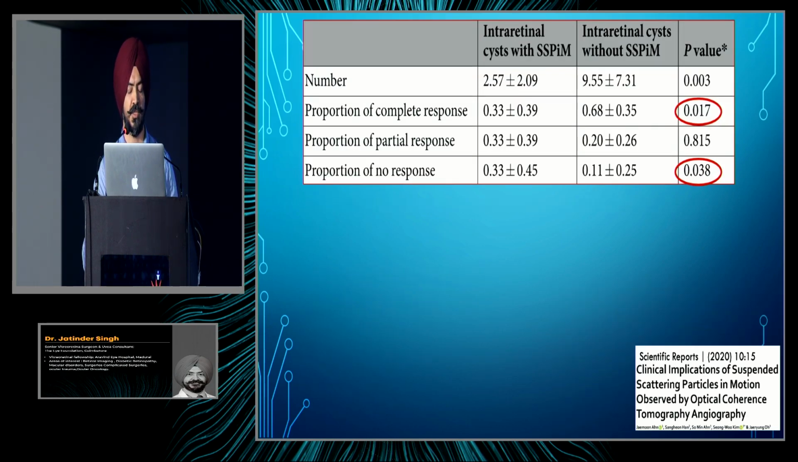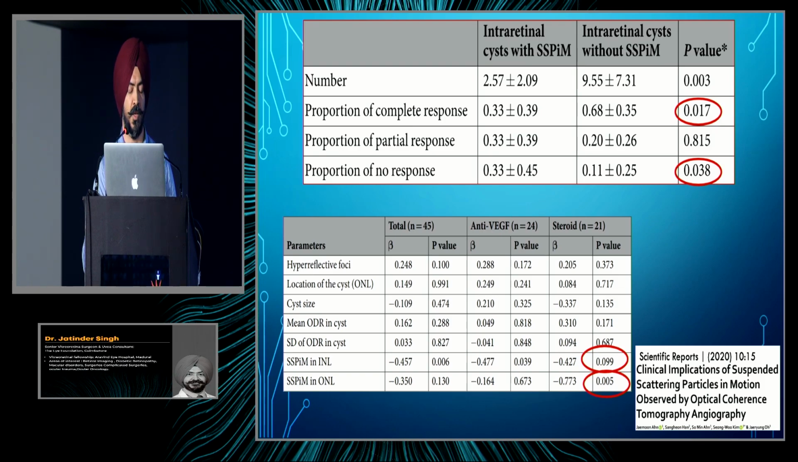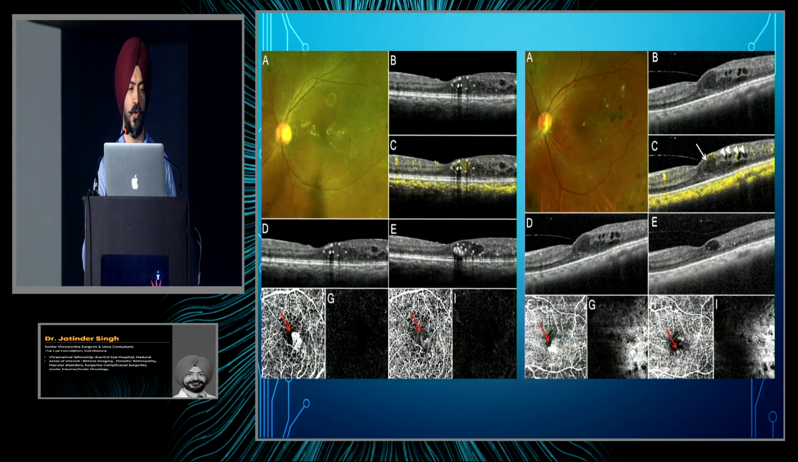So this paper showed that there are fewer chances of complete response and higher chances of no response when SPiM was associated. And they also found that this was more commonly seen in the outer nuclear layer. So this is an example from the same paper where they showed the hyperreflectivity and the decorrelation signal as seen on the OCTA. The intraretinal fluid spaces which are hyperreflective disappeared completely. However, there was enlargement of the cyst which contained SPiM.